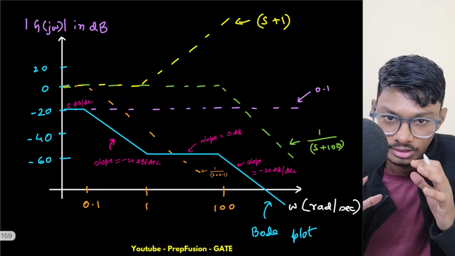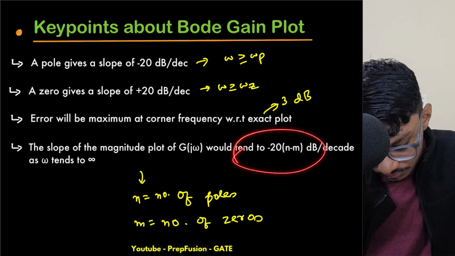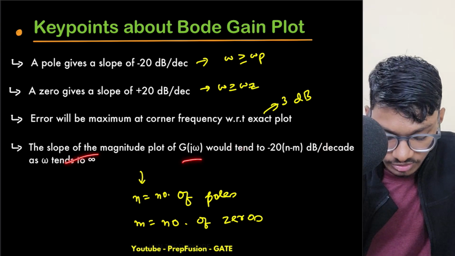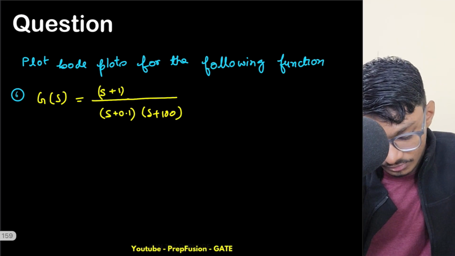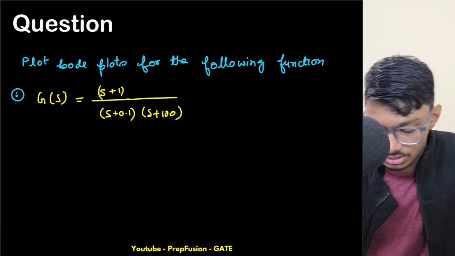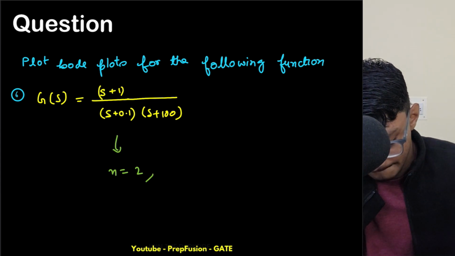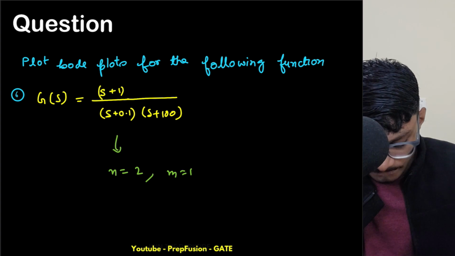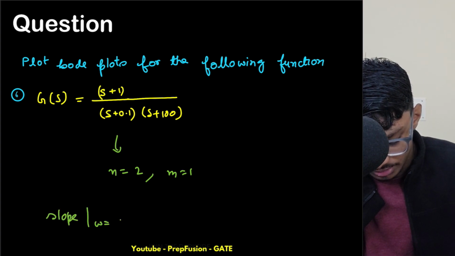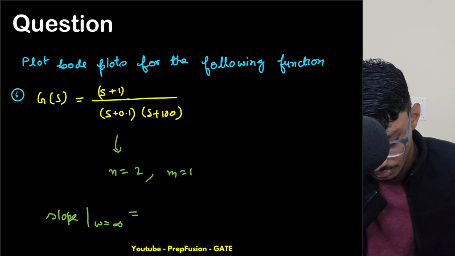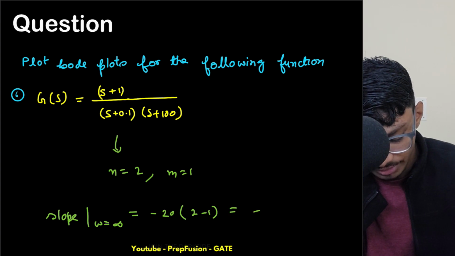One more thing I forgot to tell you. I told you one formula, right? I told you that the slope of the magnitude plot is minus 20 dB into n minus m per decade slope. So here, what is n minus m? Number of poles minus number of zeros. Here n is 2, m is 1. So the slope as omega tends to infinity, basically in the high frequency region, is minus 20 into 2 minus 1, which equals minus 20.